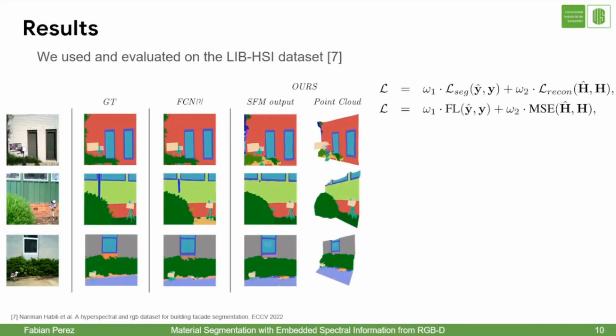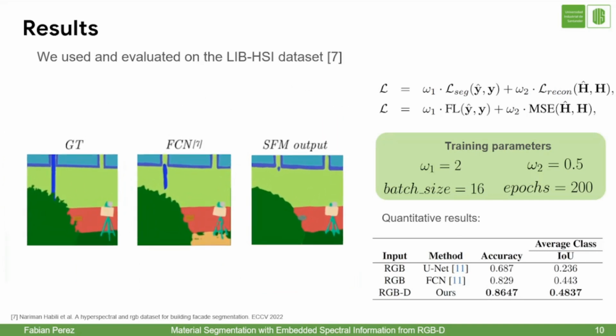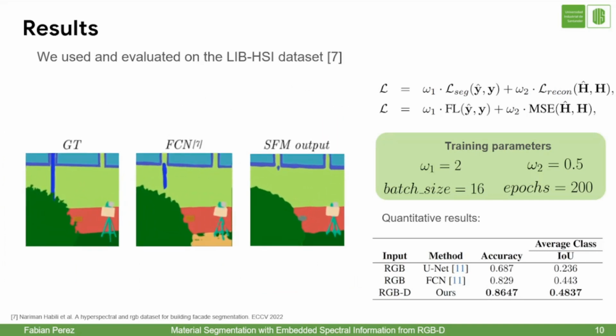Our framework was evaluated on the LIBHCI dataset. To optimize the segmentation and integration of spectral features, we utilized focal loss for segmentation and mean square error for spectral reconstruction. This loss helped target a specific challenge in our training process. The results demonstrate a clear improvement over traditional FCN and UNet models. Our approach significantly enhances material segmentation accuracy and is seamlessly integrated with point cloud generation. For example, here we can observe that our method successfully predicts the correct classes despite the challenging appearances.